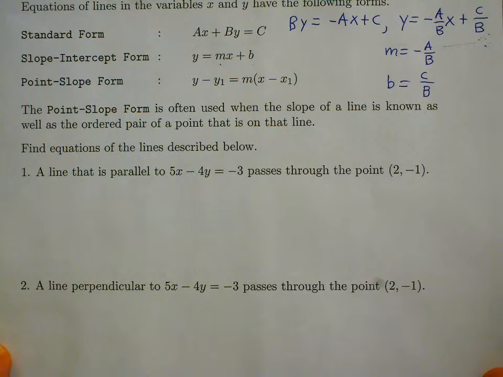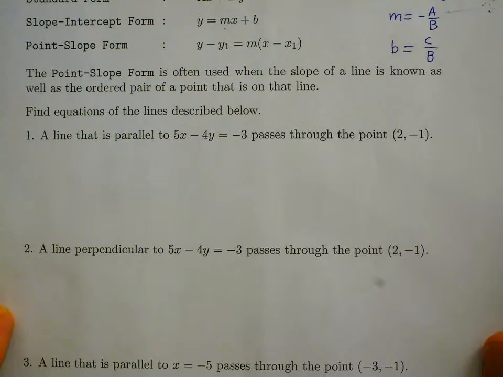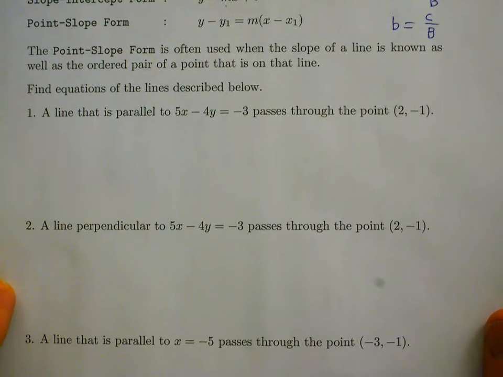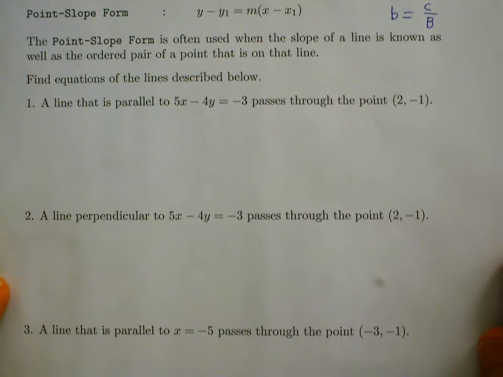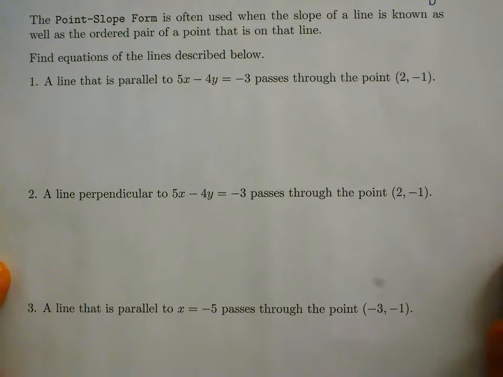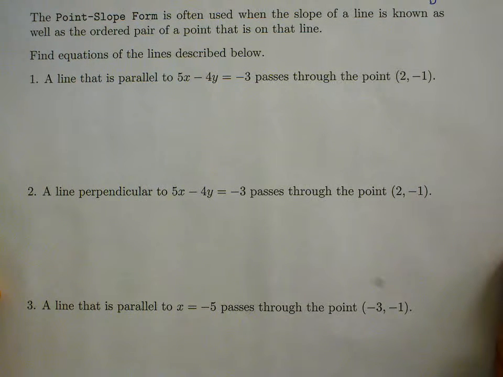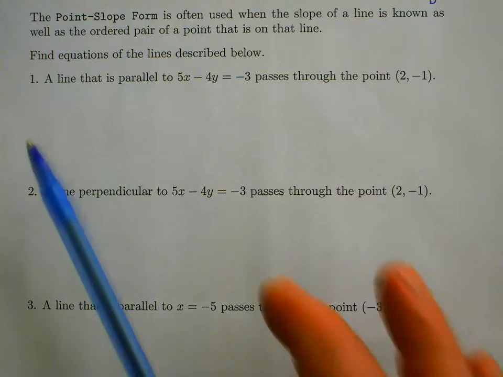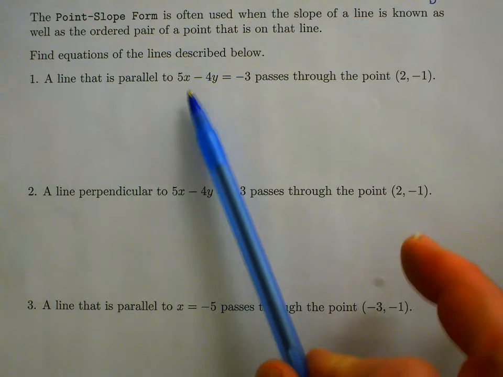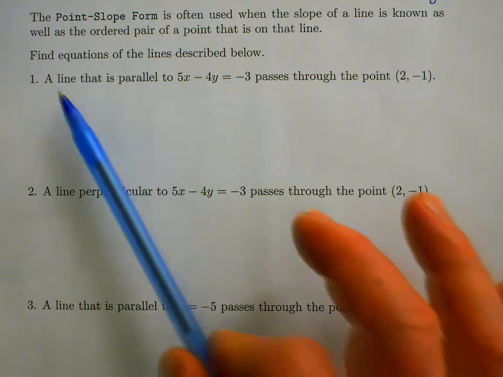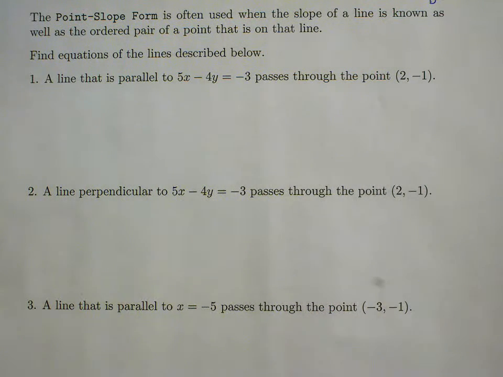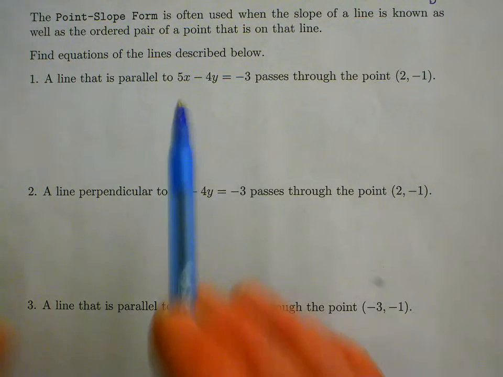Okay, so before we can apply the point slope form, we need to know the slope of this line. Okay, so what's the very first thing to do in this problem? We want to find the equation of a line that is parallel to this line, 5x minus 4y equals negative 3, and the new line passes through the point 2, negative 1. So what's the first thing to do in this case? Solve for y.